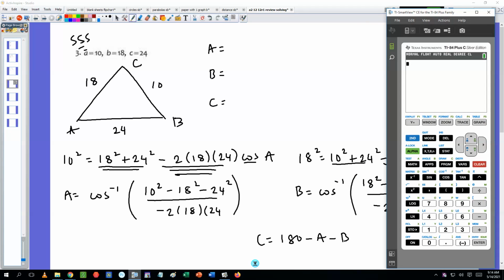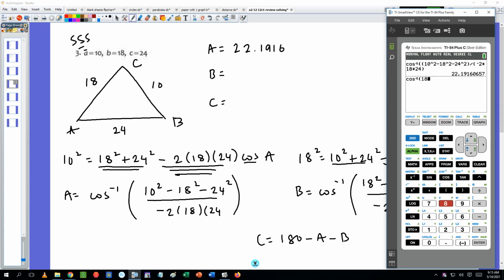Okay, so back to my calculator. I'm still in degree mode, so second cosine. Now what you want to do is enter a parenthesis here so that you can group the entire top, and I'll do something similar for the entire bottom. 10 squared, take away 18 squared, take away 24 squared, divide by, close that parenthesis, divide by another parenthesis, -2 times 18 times 24. And that is my angle A, 22.1916.